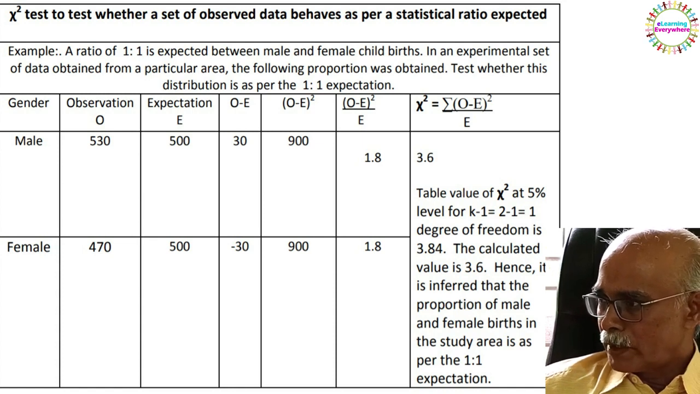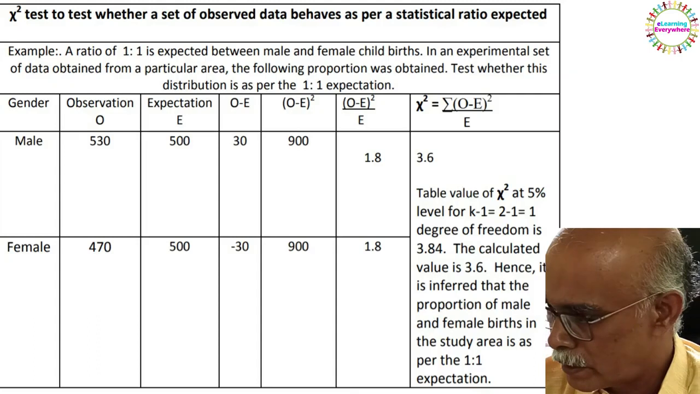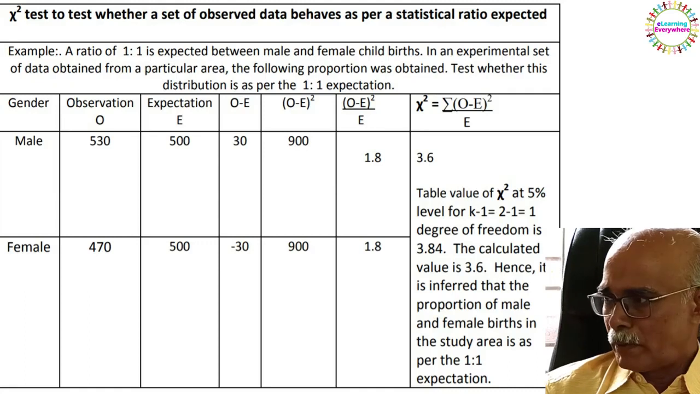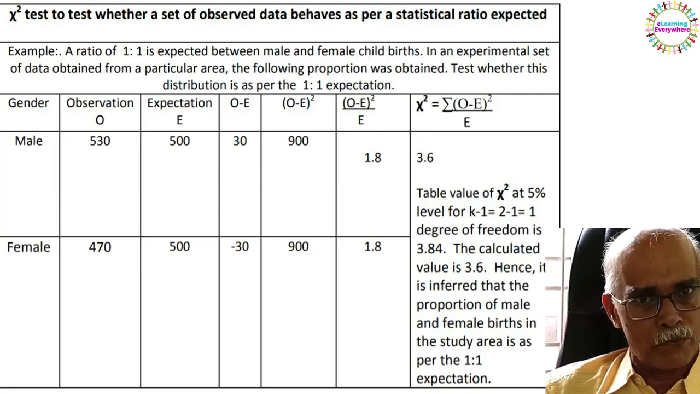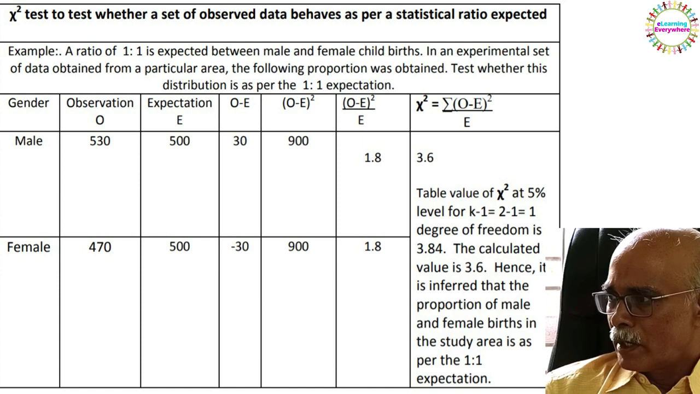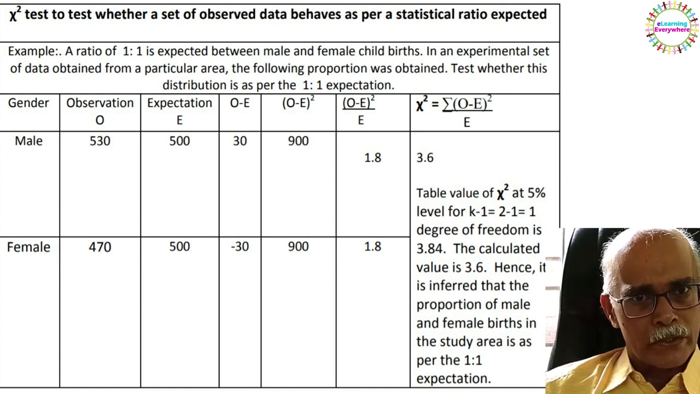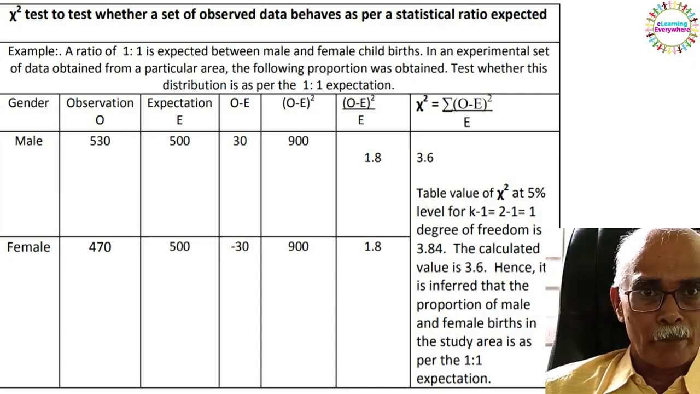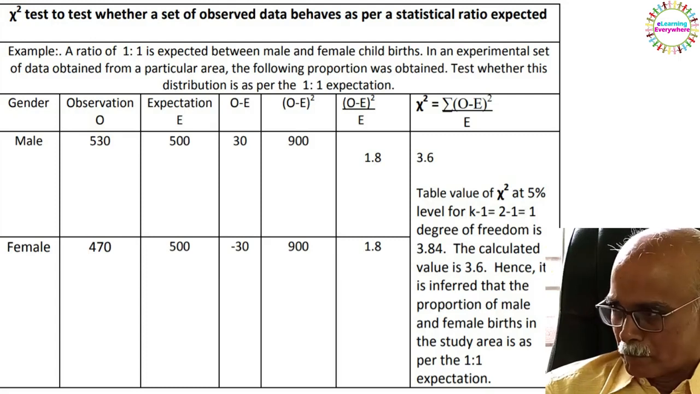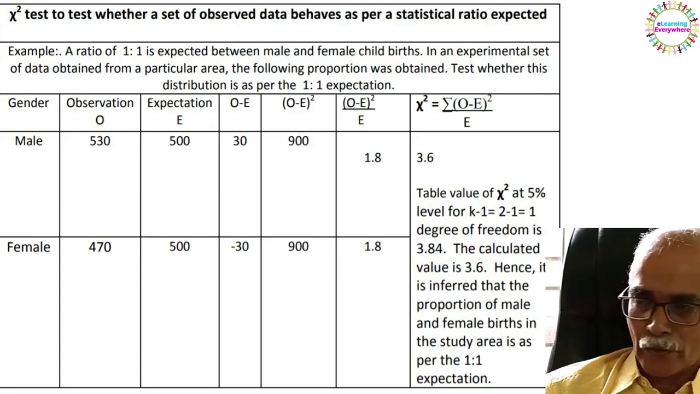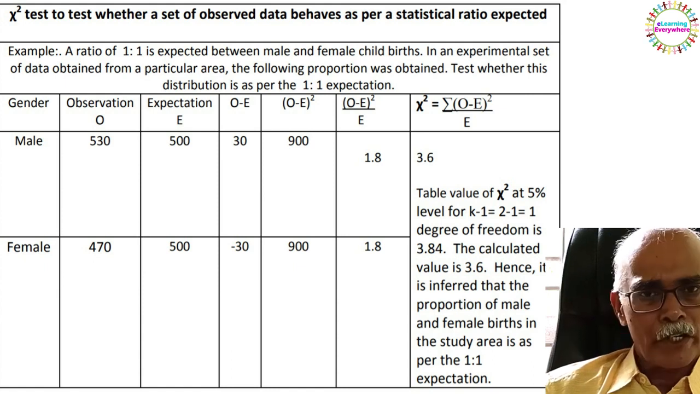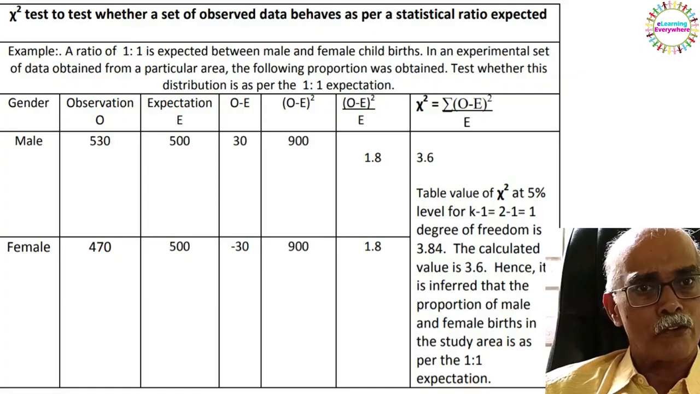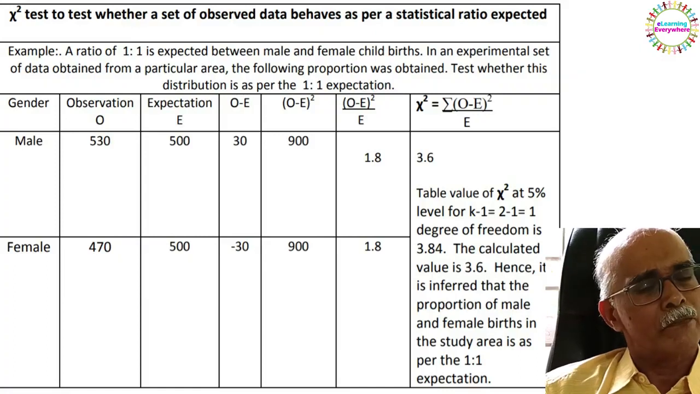Here k minus 1, there are two classes, male and female, so k minus 1 is equal to 2 minus 1, which is equal to 1. Chi-square at 5% level for 1 degree of freedom given in the table is 3.84. So you get 3.84 as the critical value of chi-square at 5% level for 1 degree of freedom, and your calculated value is 3.6.